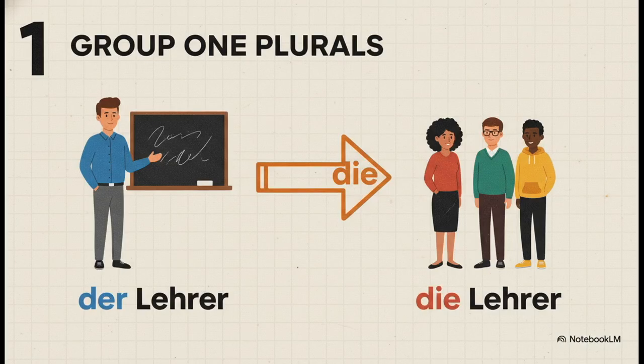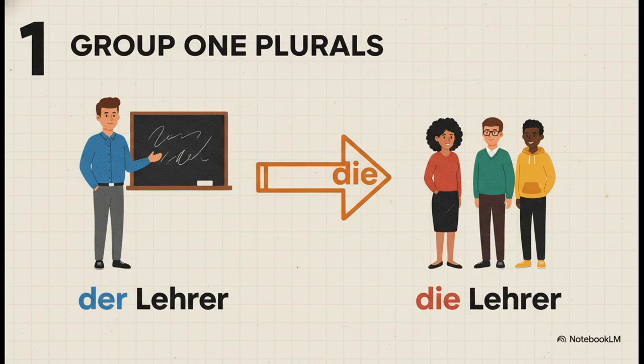First up, we've got group 1, and honestly, it's the easiest one. You're gonna love this. The plural word looks exactly, and I mean exactly, the same as the singular. So, der Lehrer, the teacher, becomes die Lehrer, the teachers. The only thing you change is the article.